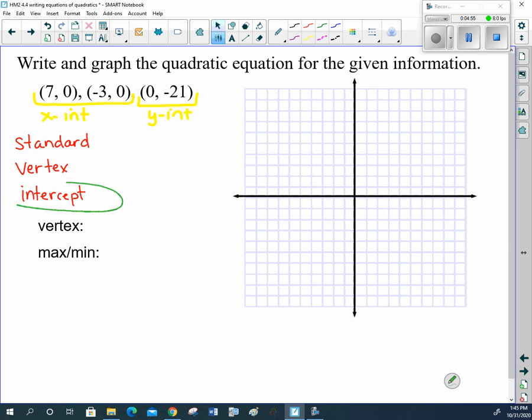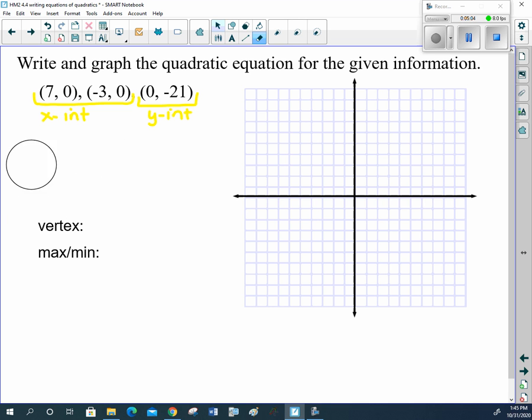The x-intercept form is the intercept form. So that's what I'm going to use. That's how I decide which formula I want to use. I have to kind of look at what's given and how does it match our three types of forms for our quadratic. Okay, so I know I'm going to use intercept form, which looks like this.